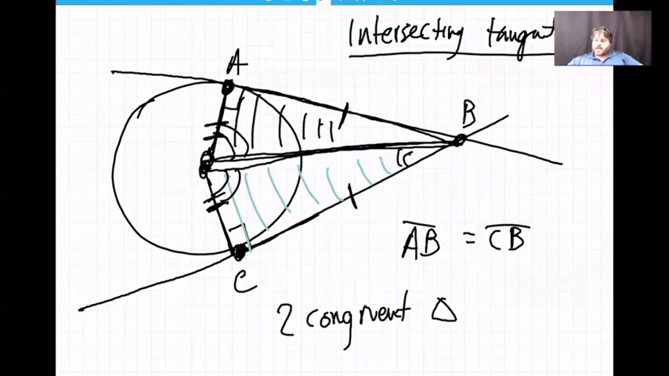It means that this angle is congruent to this angle. So it's kind of like an angle bisector. Everything in those two triangles is the same, okay? All right, so those are the two things that you have to know. Let's look at an example of how we could use that information.